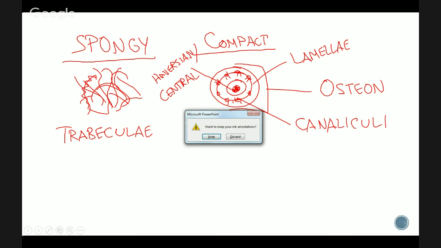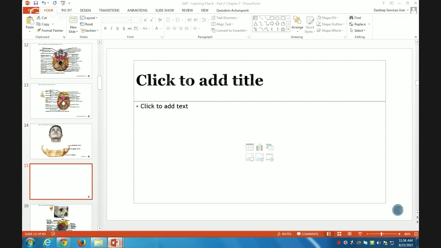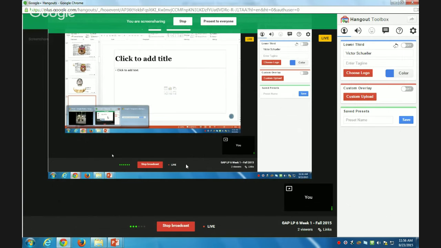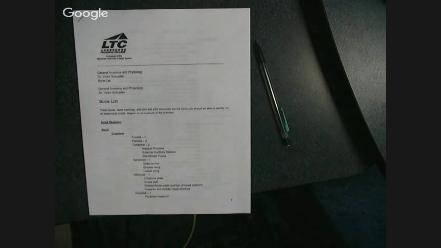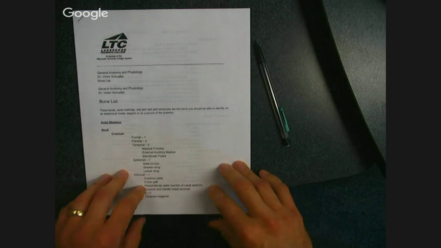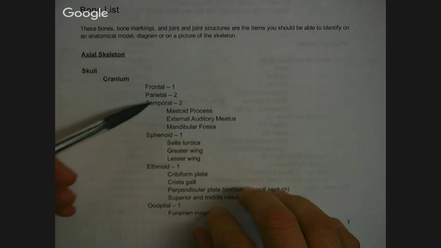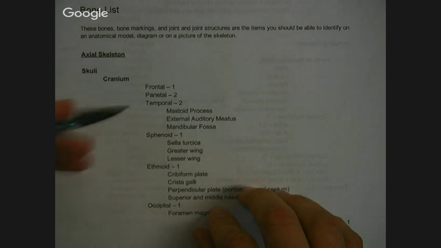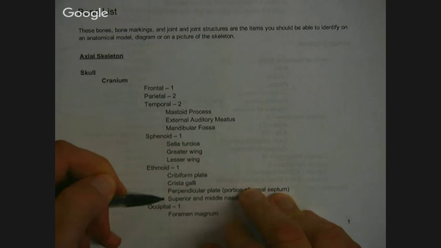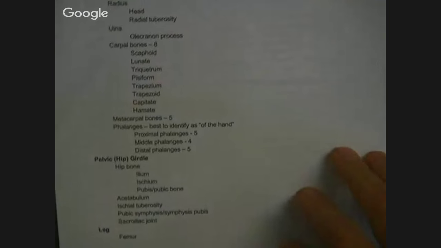What I would recommend, I know we're getting to the end here, so I don't want to keep you beyond our time. What I recommend is I provided you on Blackboard with a bone list. So make sure that you look at this bone list as you're going through and learning the bones. It will tell you, for example, how many of each bone there are. So we have the frontal, there's only 1, 2 parietal, and so forth. But I do have some bone markings on here too. So these are the bone markings that you should be familiar with as you're going through.